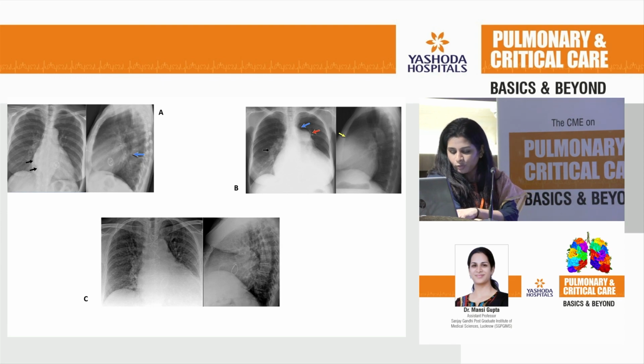Now, these are the four figures. Can anybody say what is in A, B, and C? I have already put the pointers also.